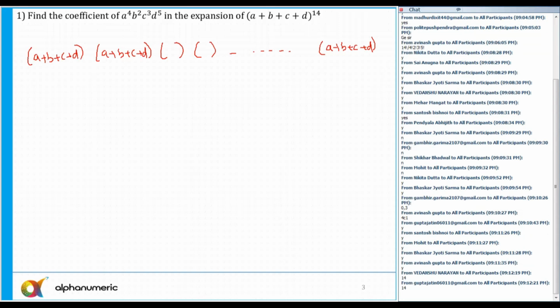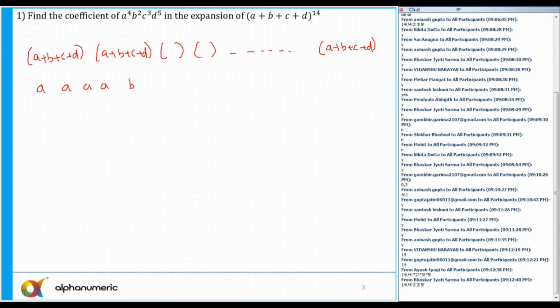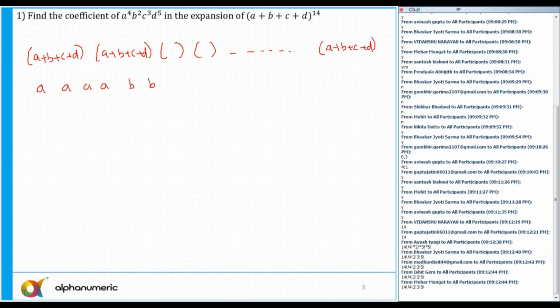So out of these 14 brackets, we need a 4 times, so a, a, a, a. We need b how many? 2 times, so b and b. We need the power of c to be 3, so c we need 3 times. And the power of d is 5, so d we need 5 times. And the number of ways in which they can be arranged is going to be the coefficient.